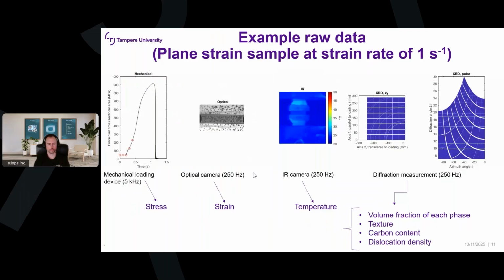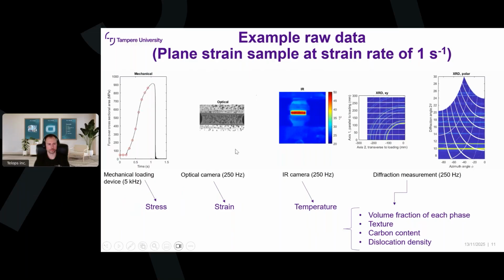In this slide, you can see example raw data of a plane strain specimen at a strain rate of 1. And as you can see, it took almost 1 second to perform and carry out. And it gives us a huge amount of data. For example, one test at a low strain rate gives you 40,000 frames. And this is the mechanical data that you can use to calculate the stress.